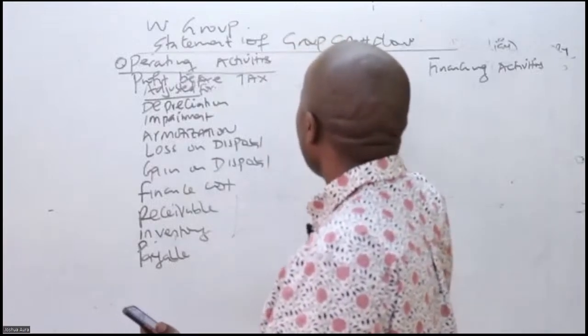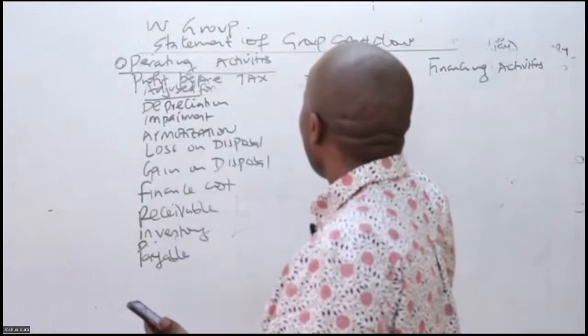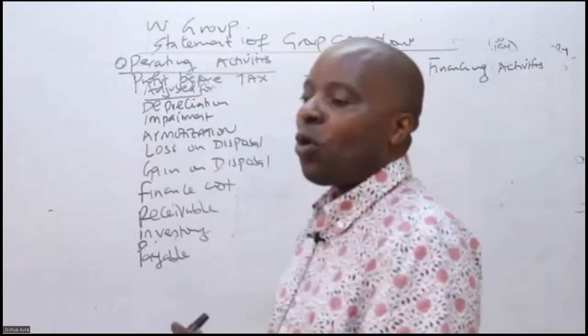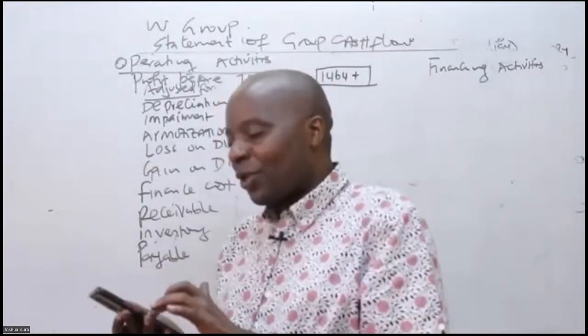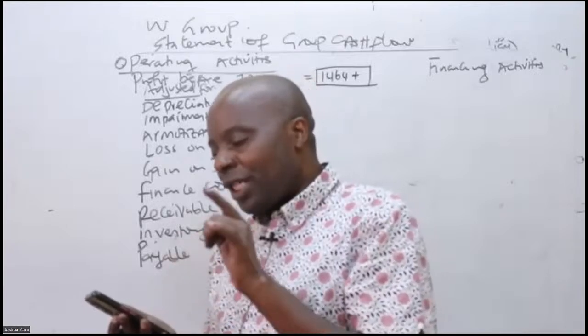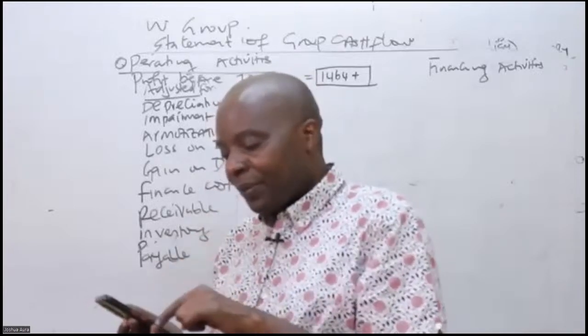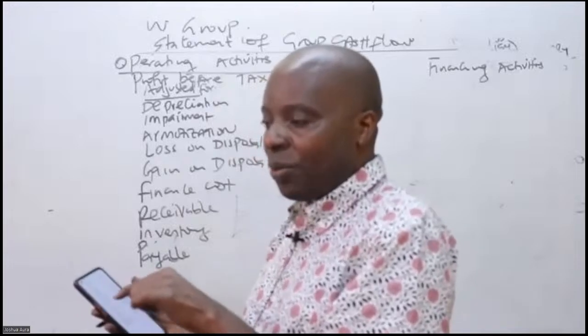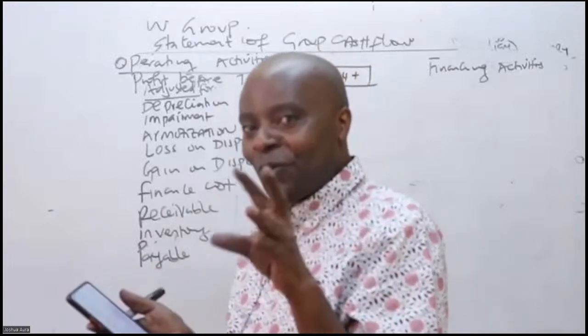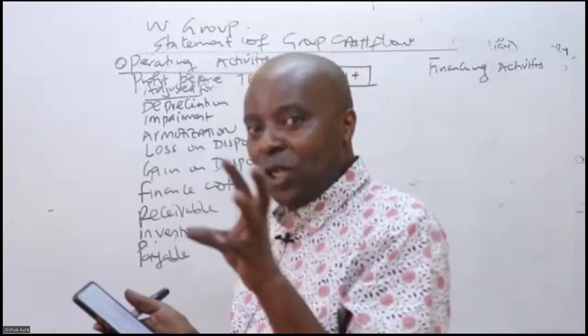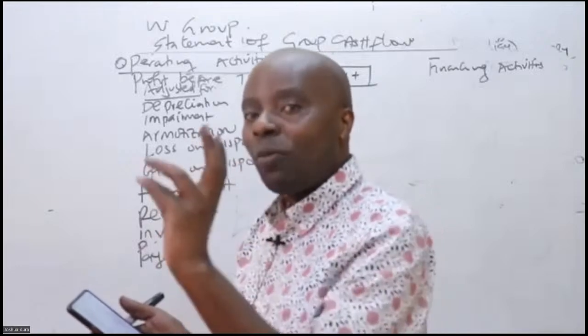You see, this 1464 is for continuing operations. You can see up there, they have given you a title, continuing operations. But you see, you want profit for the entire group, from the continuing and the discontinued operations.